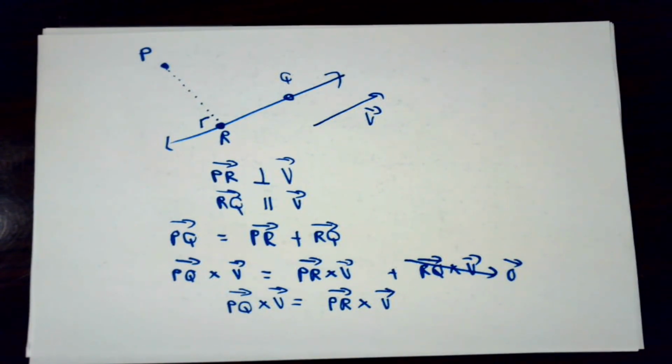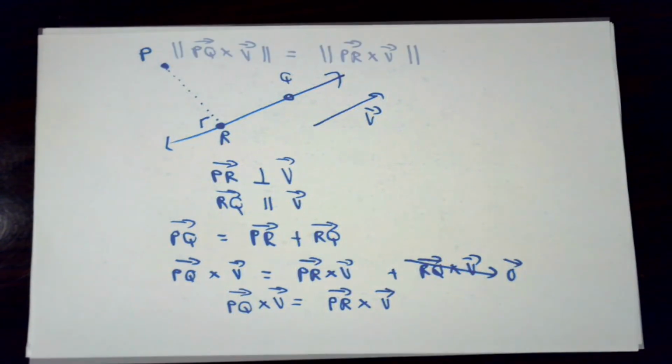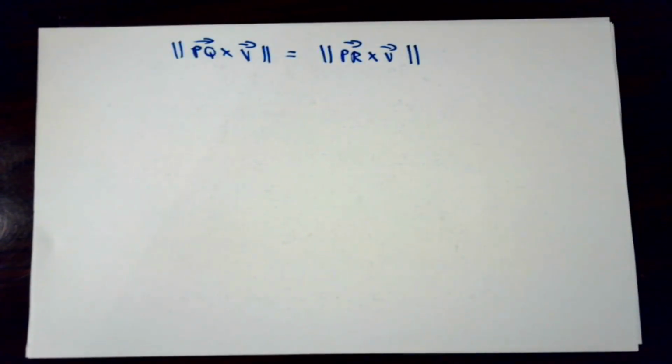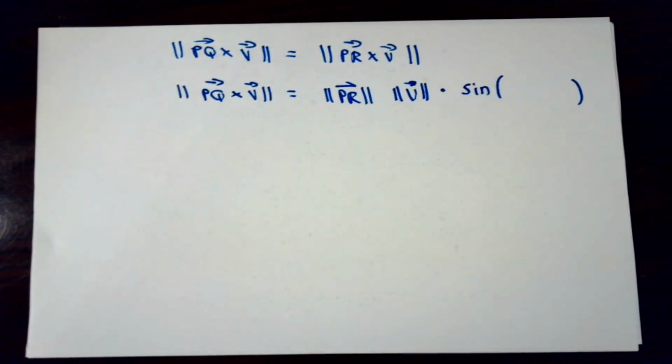This result looks very much like what we had before, except these are vectors, and what I want is to extract the magnitude of the vector from P to R. What I'll do is, I'll take the magnitudes of both sides. The magnitude of the cross product of two vectors, though, is the length of the first one times the length of the second one times sine of the angle between them.